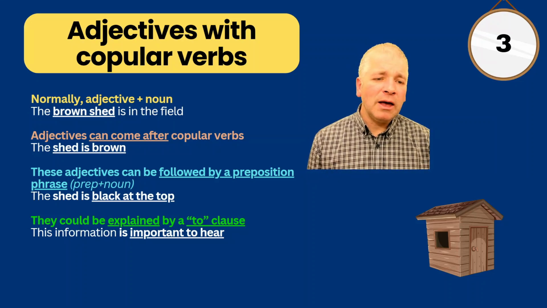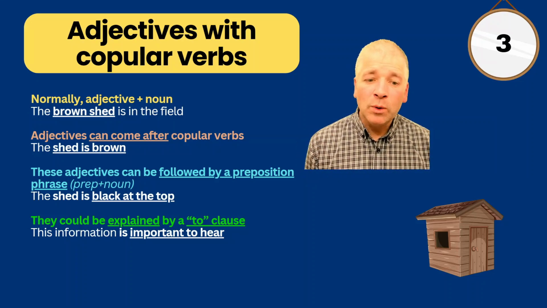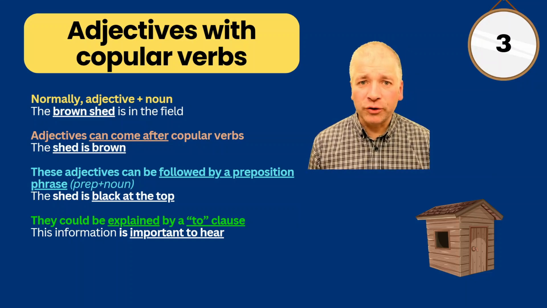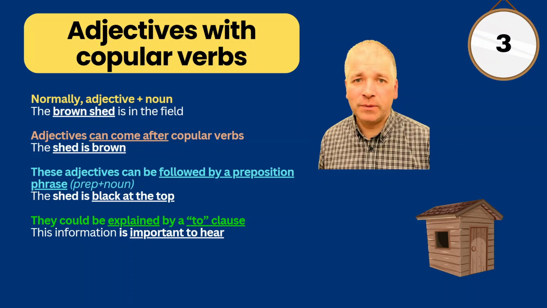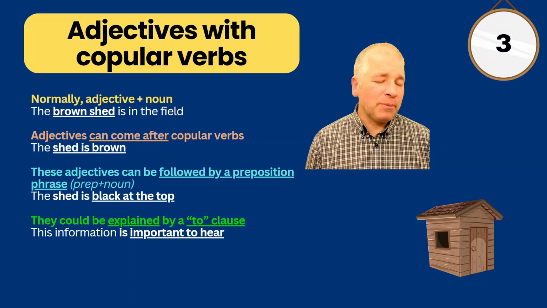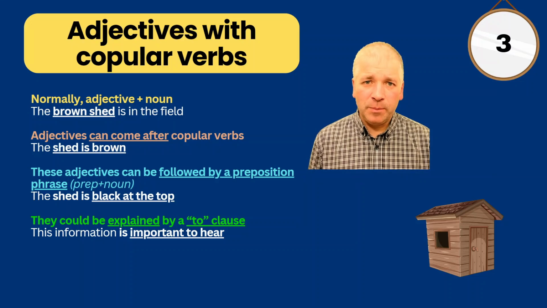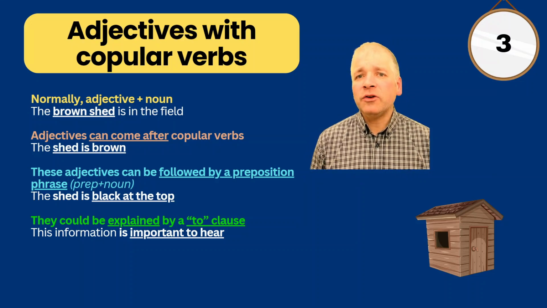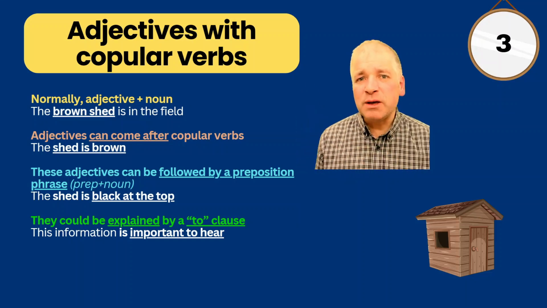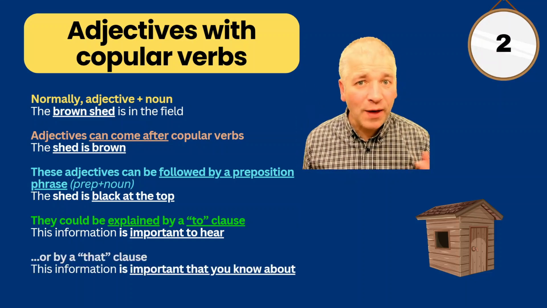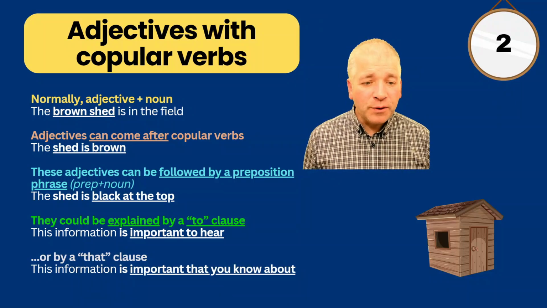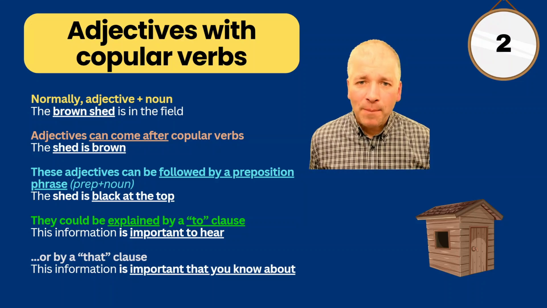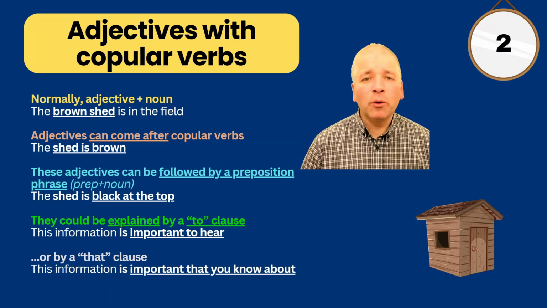Now, if something needs explaining, we could use a to clause. This information is important to here. So here we're explaining the important word. Important is the adjective. Why is it important, or in which way? To here. It's important through this activity. Or you can use a that clause sometimes. This information is important that you know about. So that you know about is describing important.